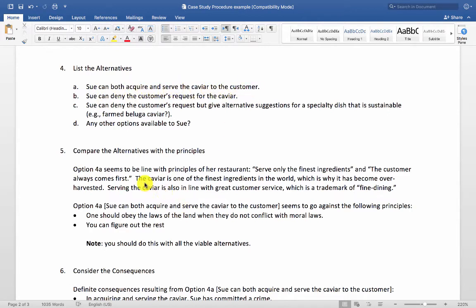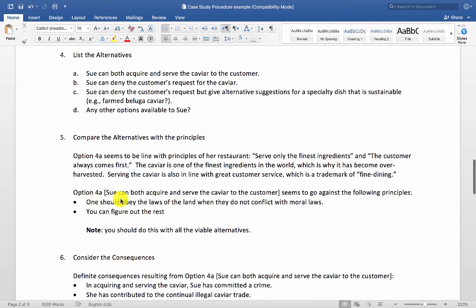So now, comparing the alternatives with the principles. It seems to be in line with the principles of a restaurant, right? That you serve the finest ingredients. That's a fine ingredient. The customer always comes first. So I'm saying, what are things that are in line with 4A? Caviar is the finest ingredient, one of the finest ingredients, which is why it has become over-harvested. Serving caviar is also in line with great customer service, and it's a trademark of fine dining. Okay, so these are principles that support 4A.